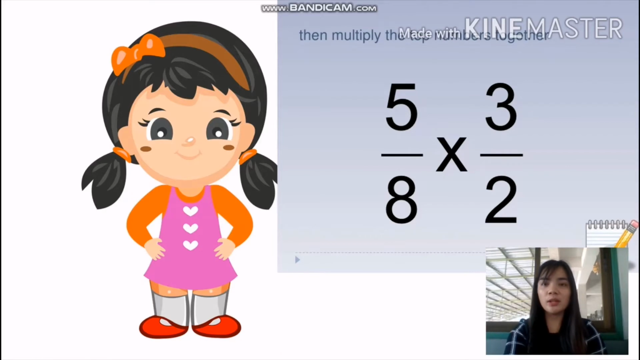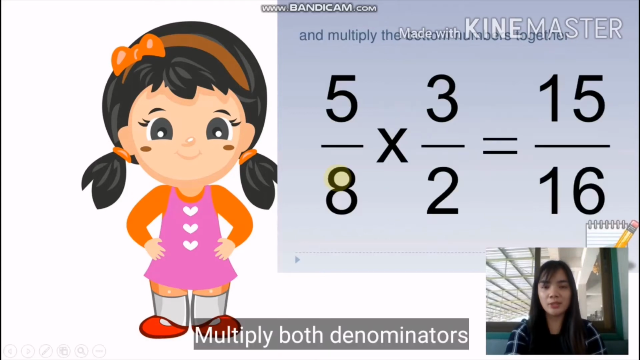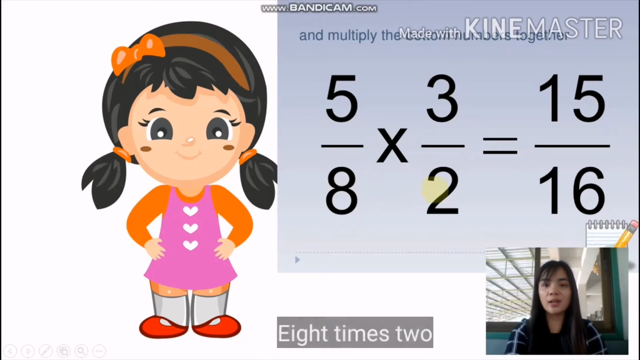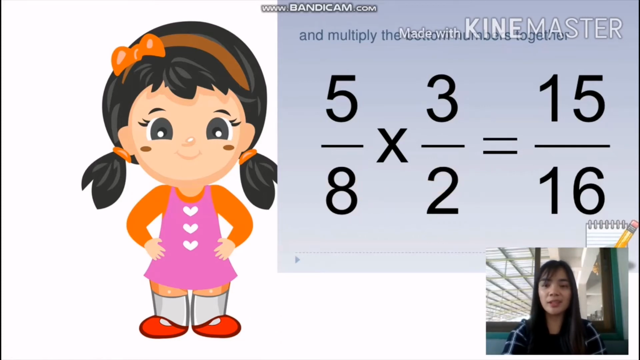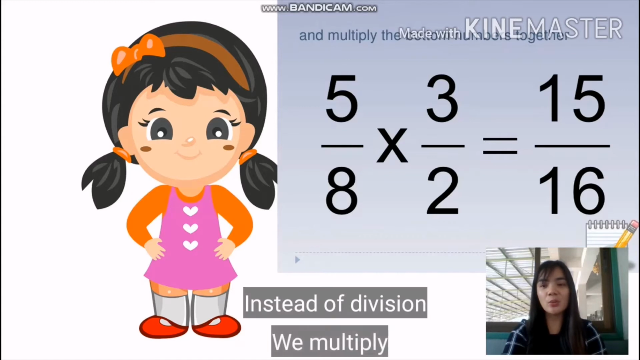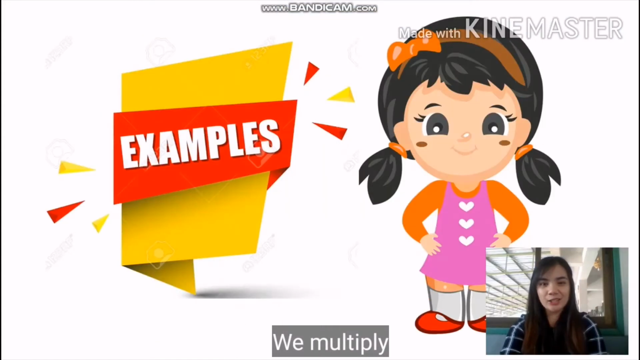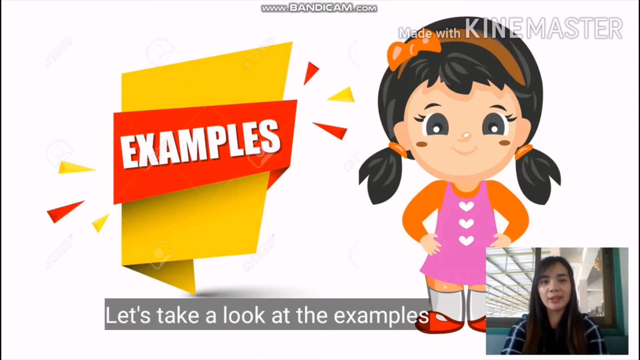Then we multiply the top numbers together. So we need to multiply both our numerators. So 5 times 3. Then we need to multiply the bottom numbers together, or our denominators. So 8 times 2. So that is the steps in dividing fractions by a fraction. Instead of division, we just need to multiply. Let's take a look at the examples being prepared.